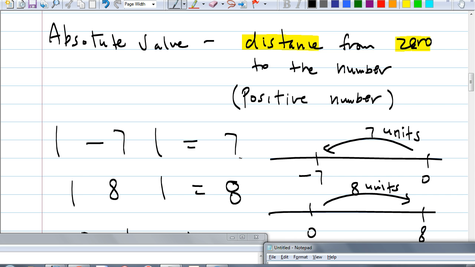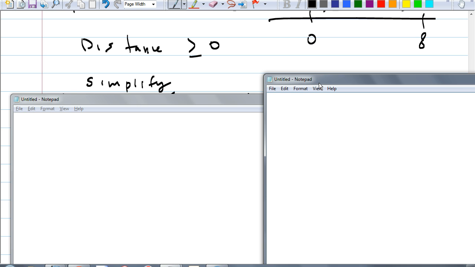All right. So distance is always going to be greater than or equal to 0, right? Can distance be 0? When will distance be 0? It'll be like absolute value of what? Yeah, absolute value of 0. That means how far are you away from 0 to 0? Well, you don't go anywhere, right? You stay in the same place, so distance is 0.